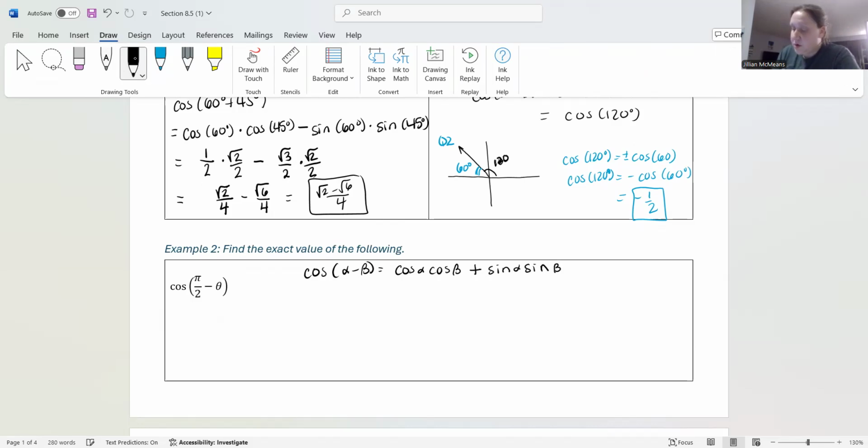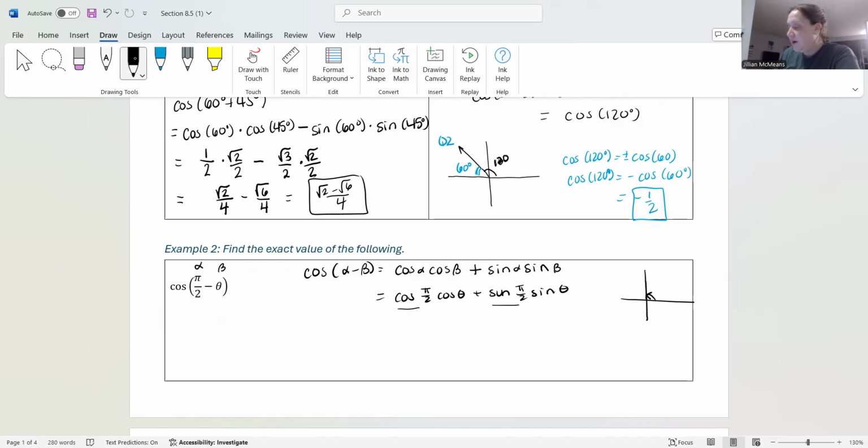Well, in this case, we're treating alpha like it's going to be the pi over 2, and beta is going to be just the theta. So let's rewrite this formula, but let's plug in the actual angles we're working with. So we would end up with cosine of pi over 2 times cosine of theta plus sine of pi over 2 times sine of theta. And let's see what happens there. So we need to figure out what cosine and sine of pi over 2 are. And luckily that one's pretty easy. It's one of our quadrant angles.